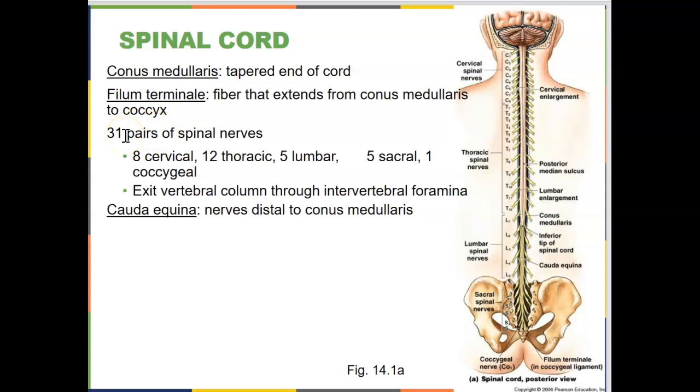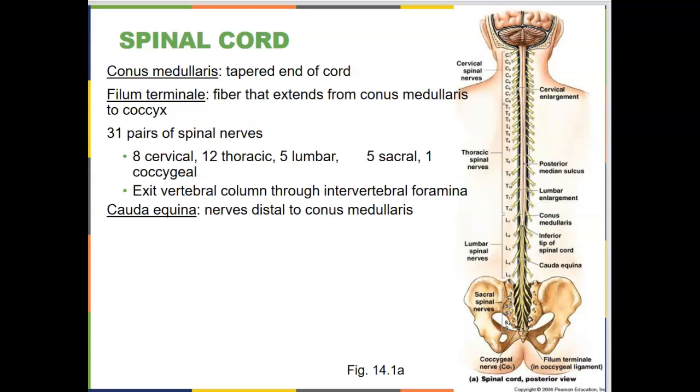So the conus medullaris is a region where you're going to be seeing the tapered end of the spinal cord. That's the very bottom, before the cauda equina, okay? The filum terminale is the fibers that are going to extend from the conus medullaris, so just down from the coccyx. So keep going down. Here's the filum terminale down here. It's the very base of the spinal cord. It's just basically nerves.